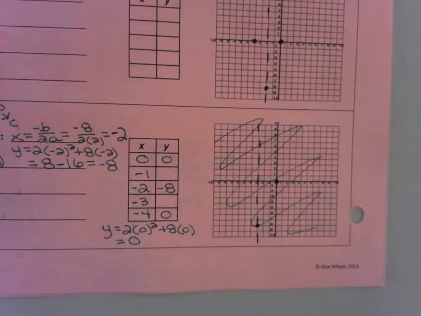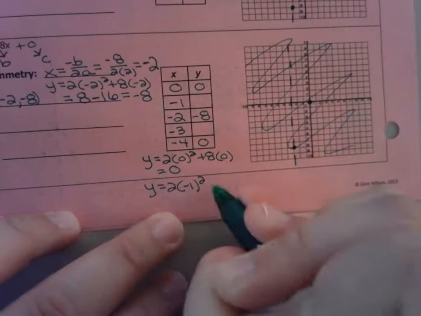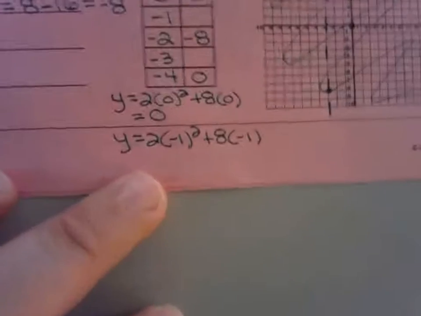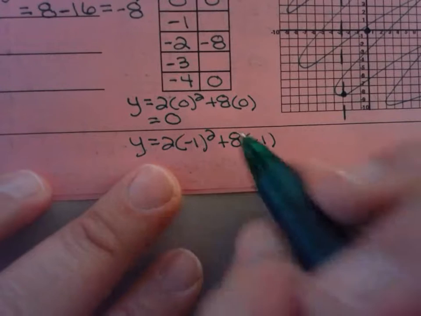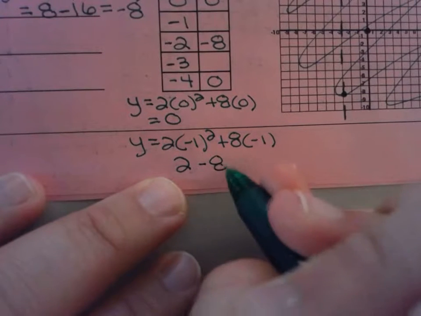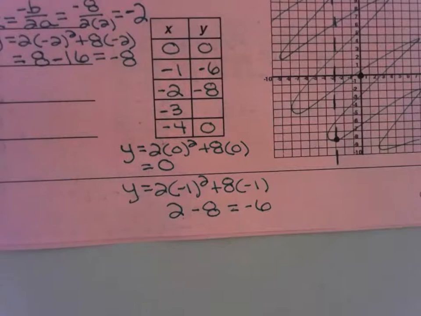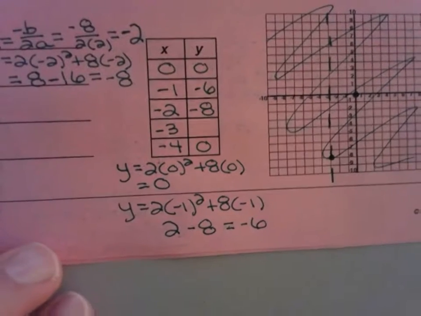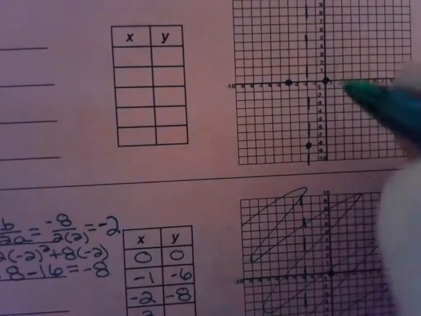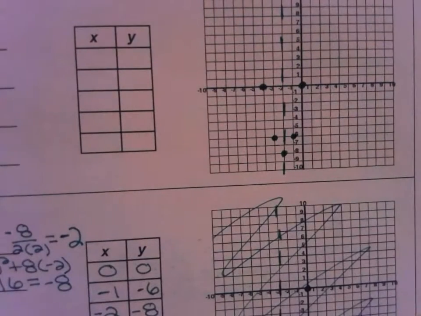And then let's plug in -1, because -1 is easier to plug in than -3. So if I plug in -1, y equals 2 times -1 squared, plus 8 times -1. -1 squared is 1. So 2 times 1 is 2. 8 times -1 is -8. That gives -6. So -1, -6 is my other ordered pair. So if I graph -1, -6, left 1, down 6. And then I use symmetry. So if I went right 1, I have to go left 1. And then that will be the ordered pair -3, -6.